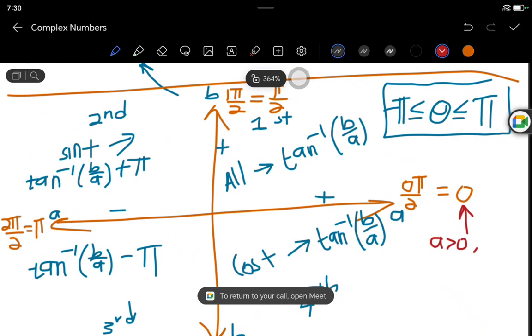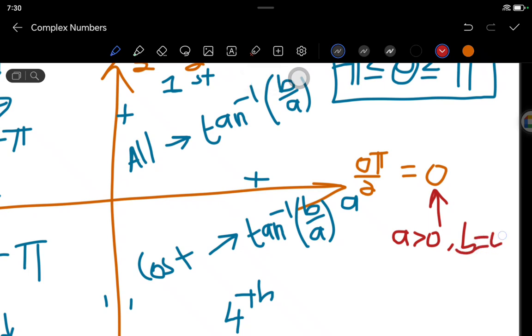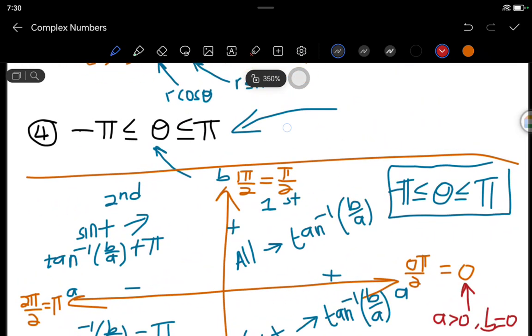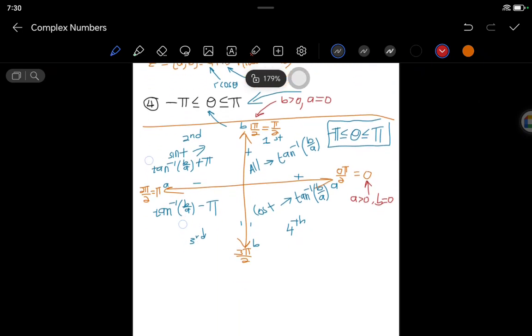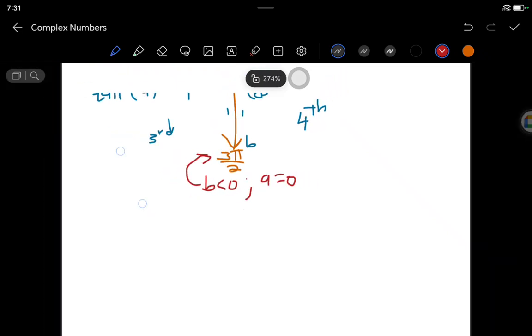So I say that if A is greater than 0 and B is 0, it means that our angle is going to be 0. You see, right now? Then if B is greater than 0 and A is 0, our angle is going to be pi over 2. So we'll say this if we come across questions like that, right? Then here B is going to be less than 0, A is going to be 0. The angle will be this.